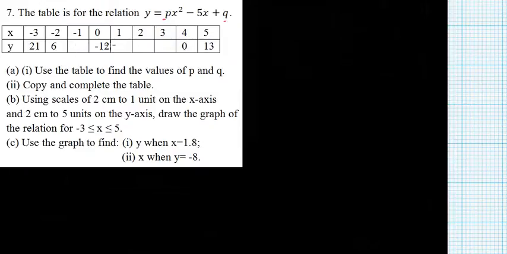So we can only use the complete coordinates to find the values of p and q. What we'll do is pick any of these complete coordinates, substitute the values for x and y in this relation, then find the values of p and q. Let's do that together. For the first one, I can pick any of the coordinates. I'll pick this coordinate, 0 and minus 12.